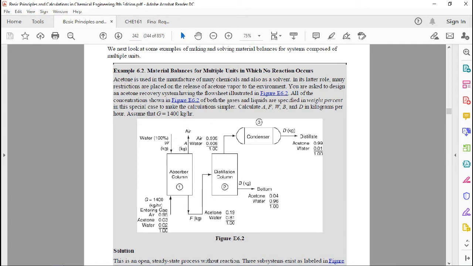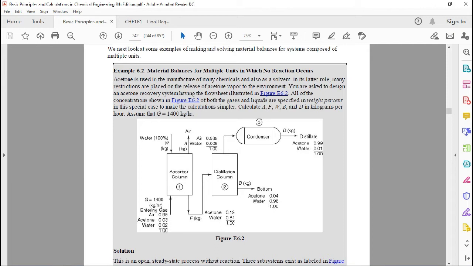Acetone is used in the manufacture of many chemicals as a solvent. In its latter role, many restrictions are placed on the release of acetone vapor to the environment. You are asked to design an acetone recovery system having the flow sheet illustrated in figure E6.2, which is here. This is our figure.